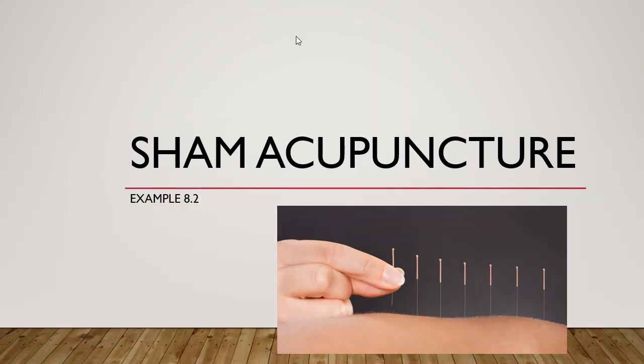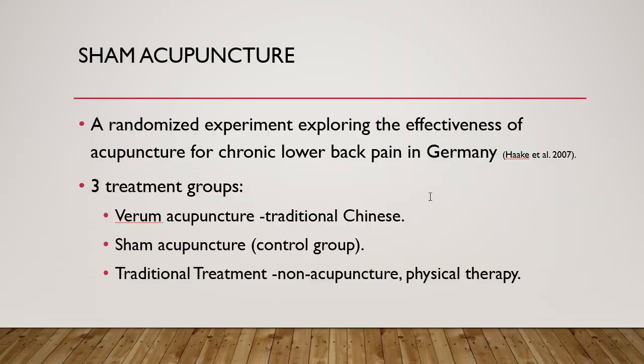Okay, we're back in section 8.2, doing an example now, seeing how to do a theory-based method for multiple proportions inference. The example we've got is sham acupuncture, and the study that they did was a randomized experiment exploring the effectiveness of acupuncture for chronic lower back pain, okay?